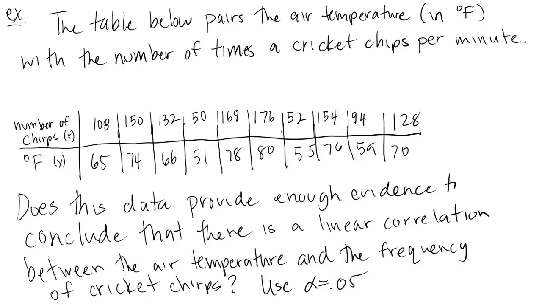Does this data provide enough evidence to conclude that there is a linear correlation between the air temperature and the frequency of cricket chirps? Use alpha equals 0.05. In other words, can we come up with a linear model that relates the air temperature outside to the number of times that a cricket chirps? Is there a linear relationship? Could we use the frequency of cricket chirps to estimate the temperature outside? That's what we're looking for here. The claim is that there's a linear correlation between these two variables, so the null hypothesis will say that there's no linear correlation, and the alternative hypothesis will claim that there is.